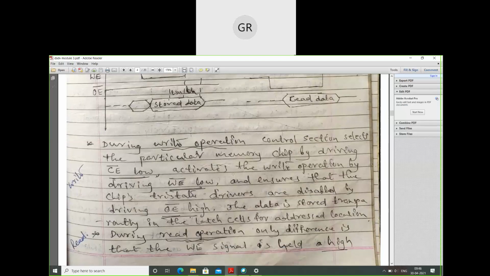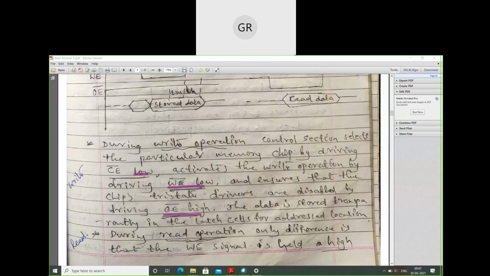for the particular address location. Just remember what signals we use during the write operation, whether it is 0 or 1. Please check it. Control signals: C bar is low, then WE bar is low, and OE bar is high. If the OE bar output enable signal is high, it means the drivers are disabled. Okay, this is about the write operation.